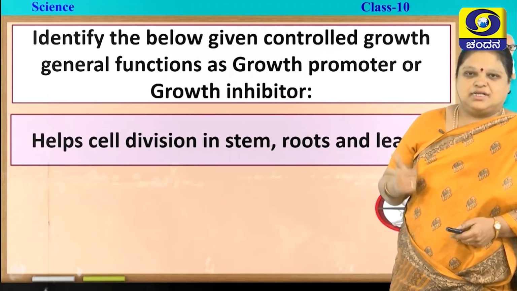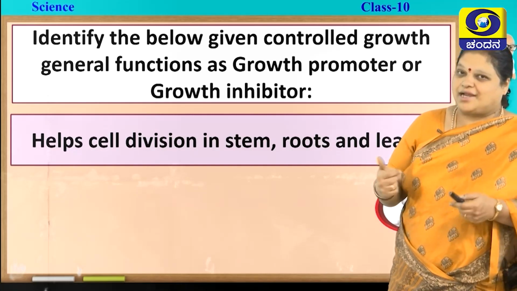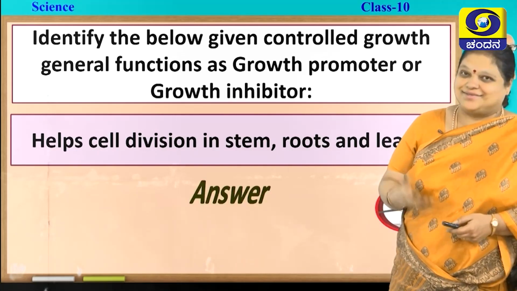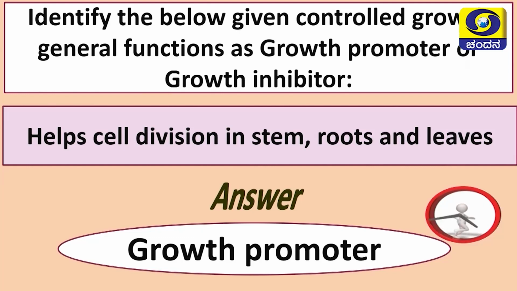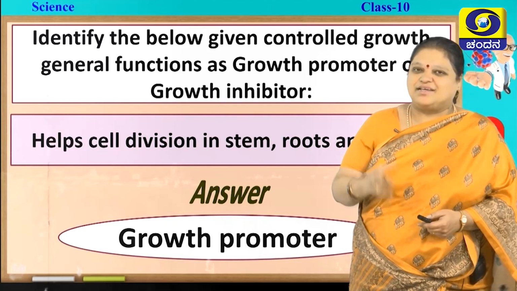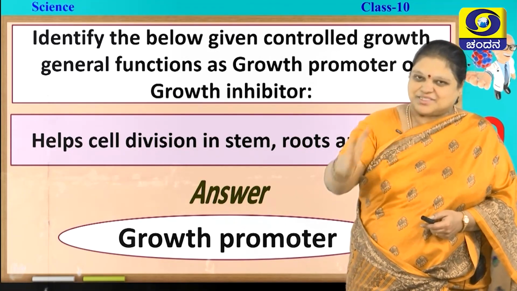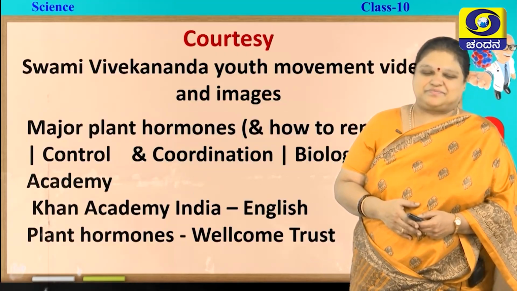Now, here this one helps in cell division in stems, roots and leaves. Guess, children, it is cell division. Yes, the answer is growth promoter. Can you name the hormone that helps in cell division? Very good, it is cytokinins. As the name itself suggests, cyto means cell, kinesis means division. So, it is nothing but cytokinins.